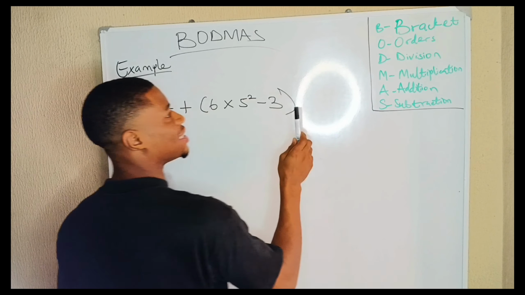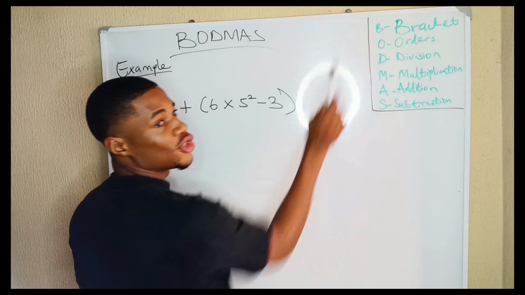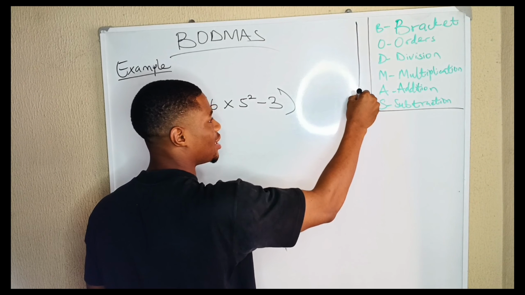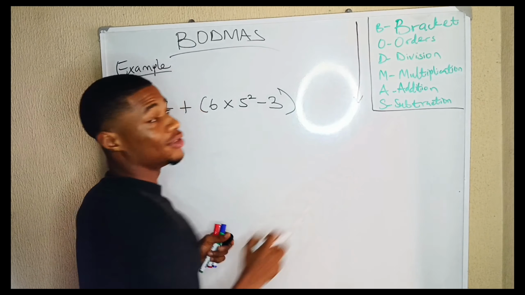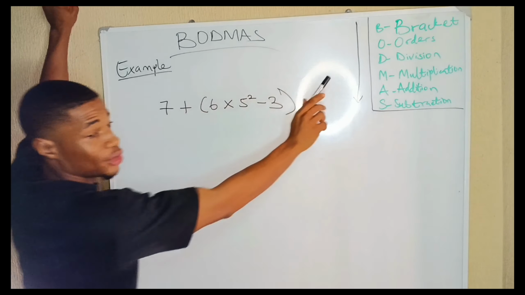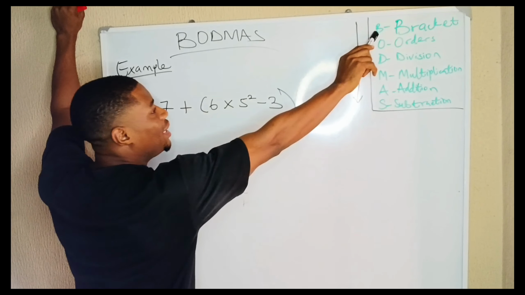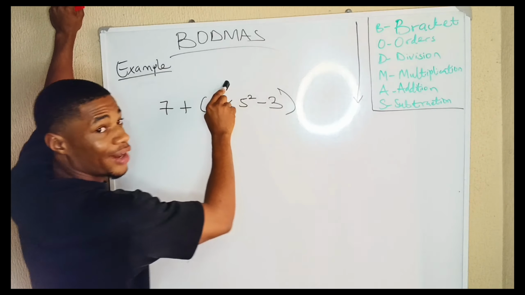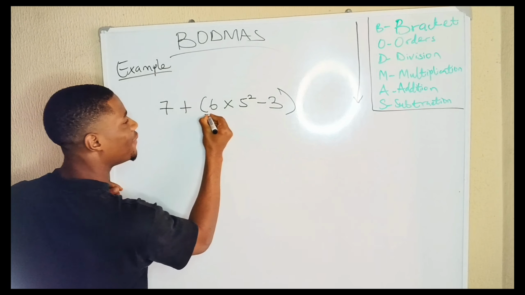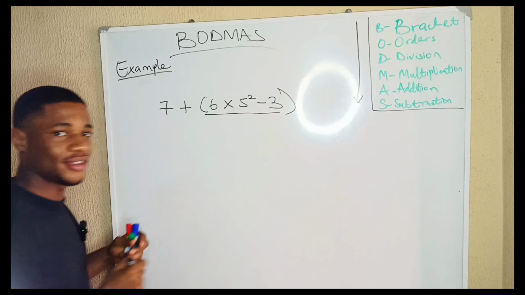Now, we've seen that brackets is the first thing. So this BODMAS is in order like this. Don't you forget, always remember that you are going down in descending order. Let's write it down somewhere. Please take note of this. Now, B is this, right? So it means that we'll solve whatever is within here first.